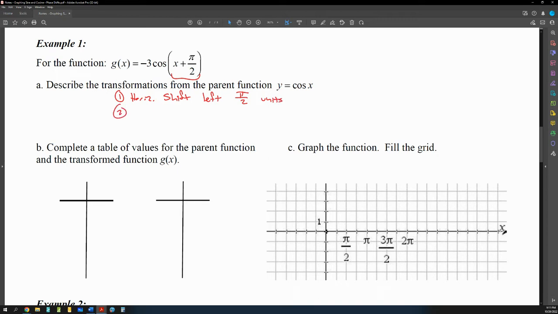Our second transformation is going to be that negative out in front. That's going to be a reflection over the x-axis. And finally, our third transformation is going to be a 3 out in front. That is a vertical stretch by a factor of 3.